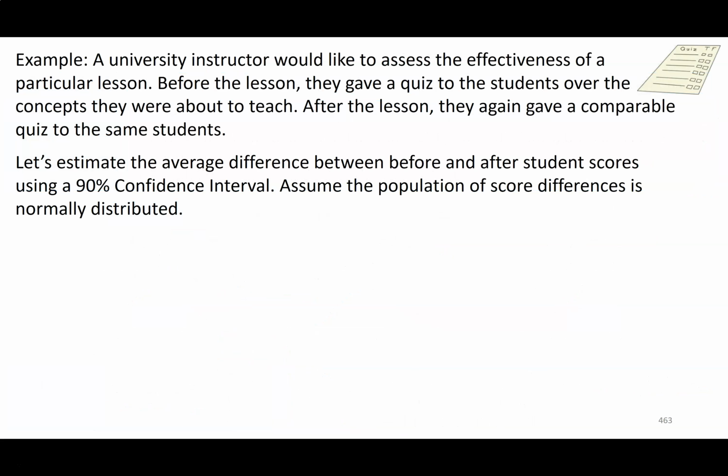So here's an example. We have a university instructor who wants to assess how effective a particular lesson is. They give a quiz at the beginning before the lesson, and then they give an analogous quiz after the lesson has been completed. They want to estimate the average difference between before and after scores using a 90% confidence interval. What's really handy here is that we're going to assume the population of score differences is normally distributed. That's going to be handy for the question of whether the central limit theorem kicks in.